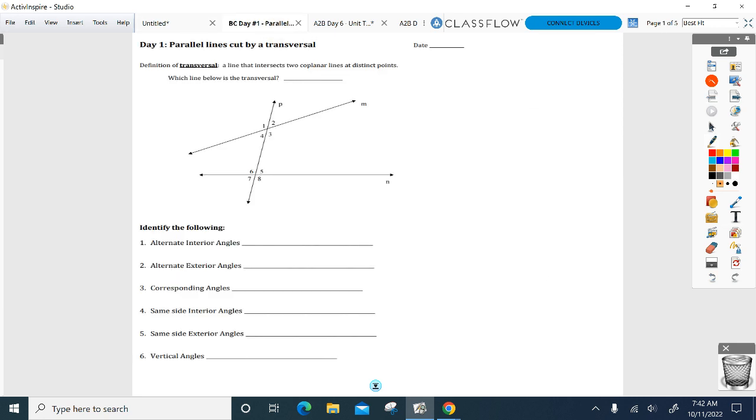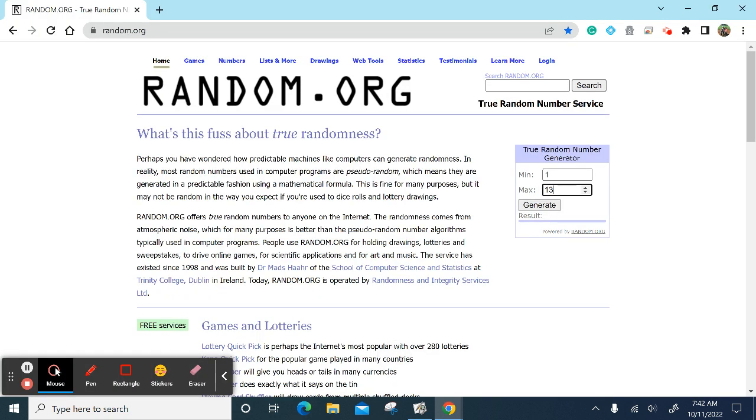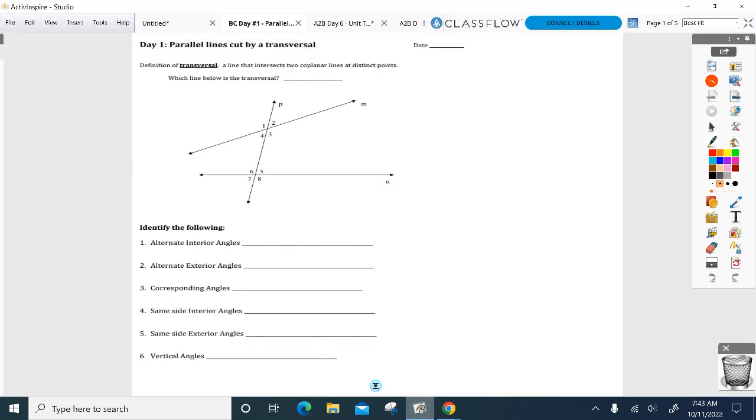I got three lines working right now, M, N, and P. Which one do you think classifies as the transversal? The one that intersects two lines at two different points. Let's start with number 3 today. Line P, yep. So the transversal is line P.